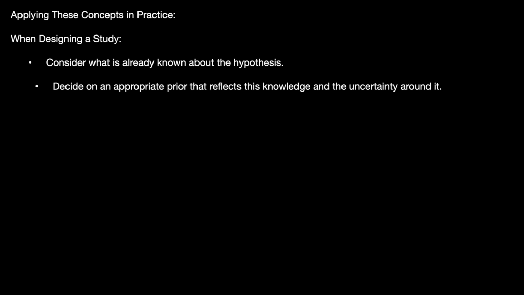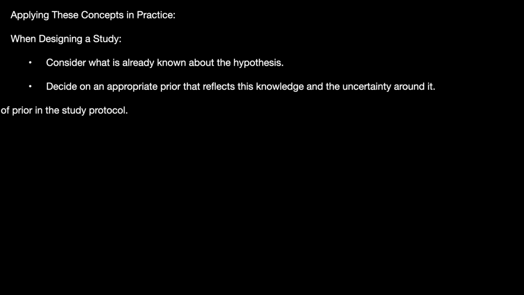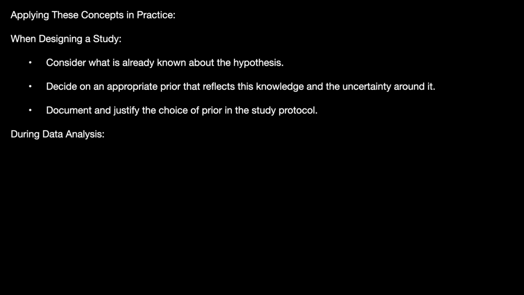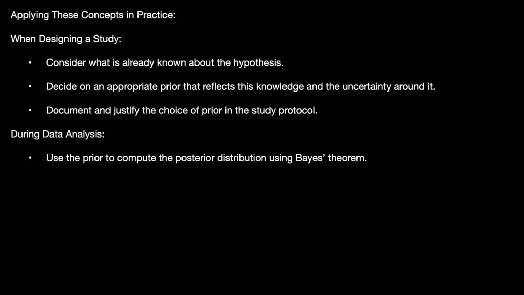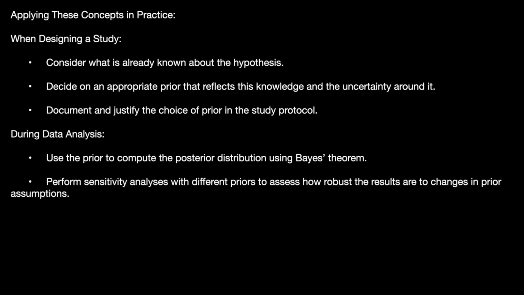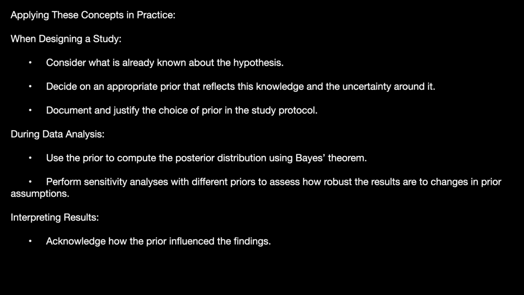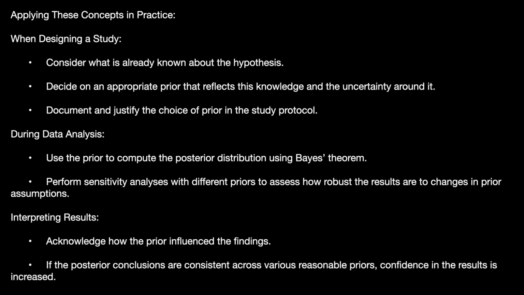How do we apply this concept in practice? When you are designing a study, consider what is already known about the hypothesis. We must have some data. Now, decide on an appropriate prior that reflects the knowledge and the uncertainty around it. Document and justify the choice of prior in your study protocol. During the data analysis, use the prior to compute the posterior distribution using Bayes' theorem. Perform sensitivity analysis with different priors to assess how robust the results are to changes in the prior assumption. Interpret the results and acknowledge how the prior influenced the findings. If the posterior conclusions are consistent across all the priors, as I said, optimistic, pessimistic, neutral, the confidence in the result is definitely increased.